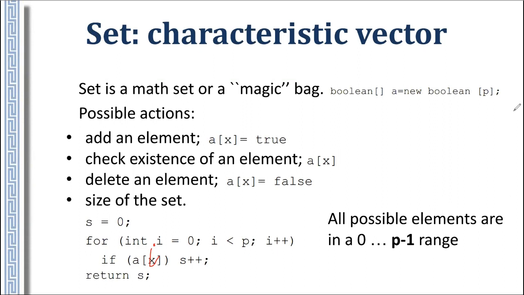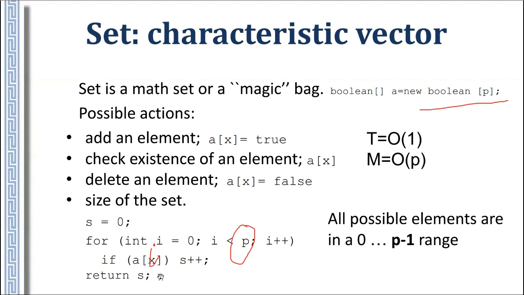we can use an array of size p and do the same. And when we check size, we go until p minus 1. So in that case, we have O from P memory because we need this array. We have constant time for these three operations, but not constant time for the size.